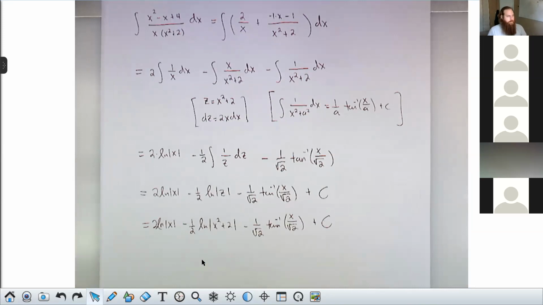So the PFD here is not as straightforward as it can be because we do have an irreducible quadratic factor, but it's also not anything bad.